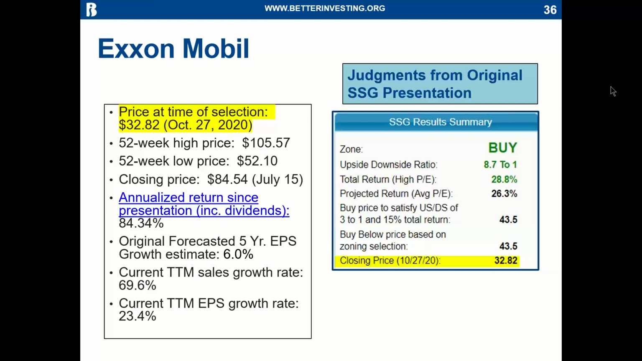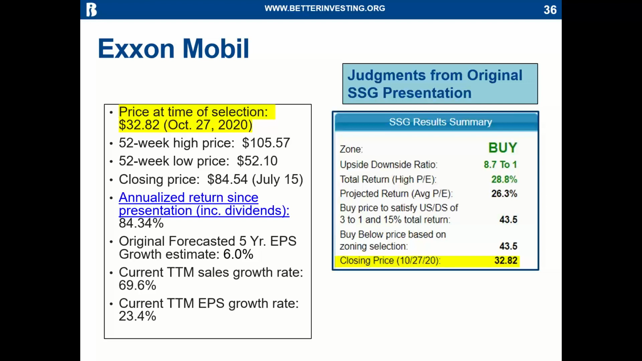$84.54. So there's been an annualized return since that presentation of 84.34%. The original forecasted 5 years earnings per share growth estimate was 6%. Current trailing 12-month sales growth rate, almost 70%. And the current earnings per share growth rate for the trailing 12 months has been 23.4%.